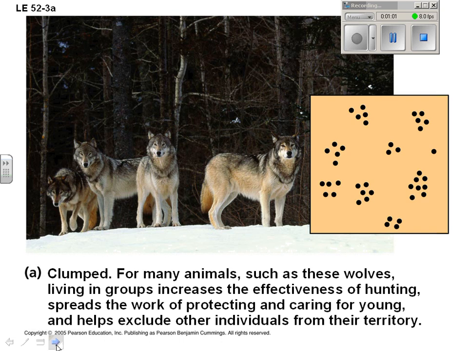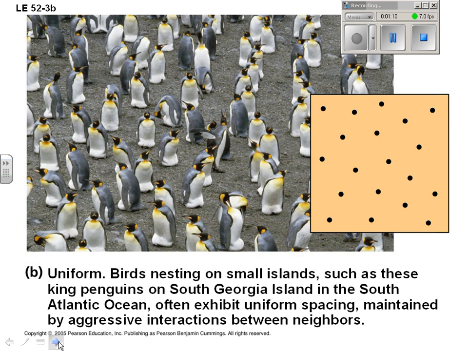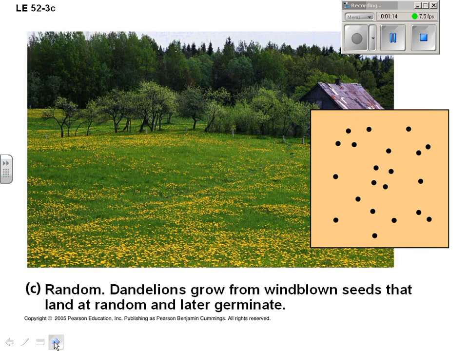So there are three ways that organisms are dispersed. There's clump dispersion, where they live in packs. There's uniform dispersion, like these penguins. And then things like dandelions are randomly dispersed. I'll let you think about this: what are humans? Which one would humans fit into?